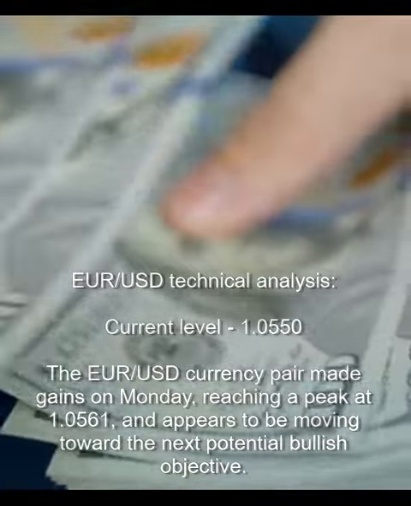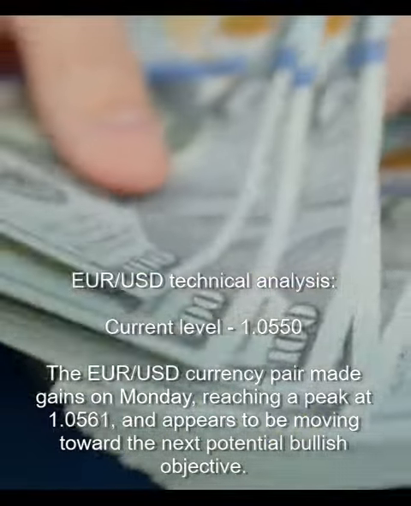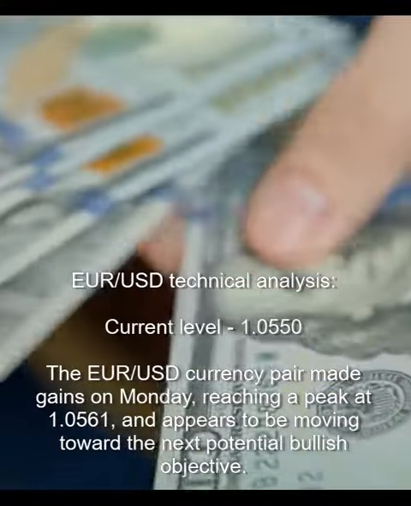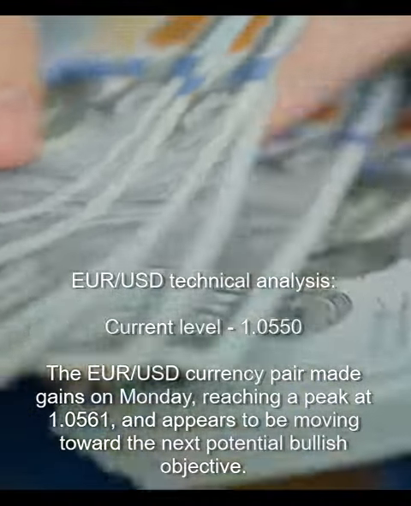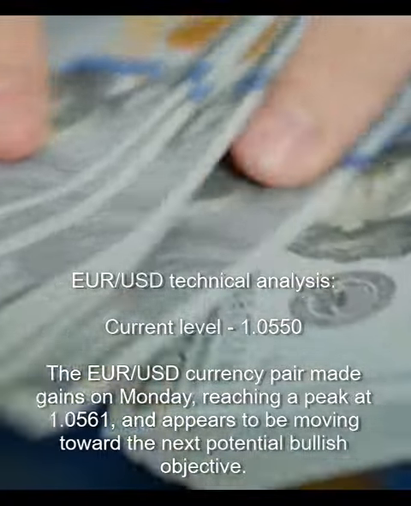EUR/USD Technical Analysis. Current level: 1.0550. The EUR/USD currency pair made gains on Monday, reaching a peak at 1.0561, and appears to be moving toward the next potential bullish objective.